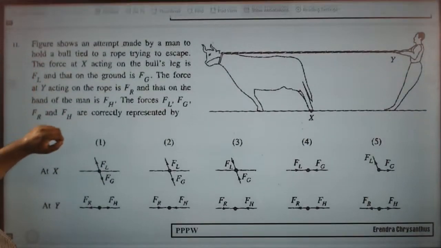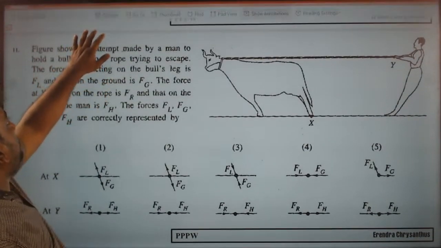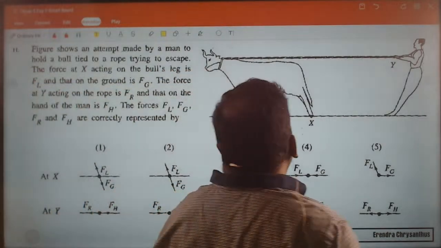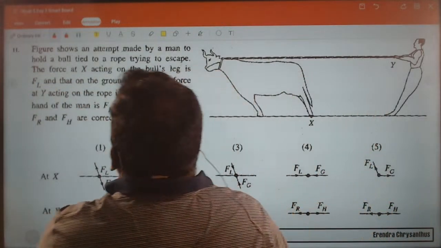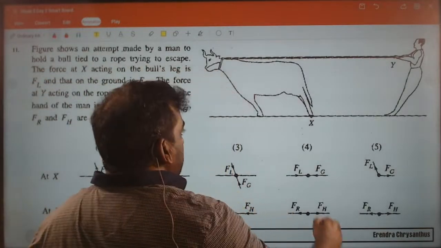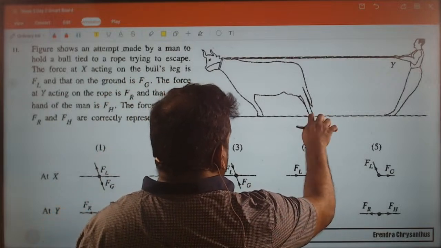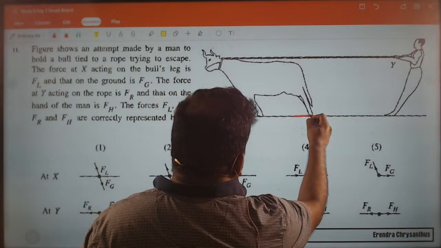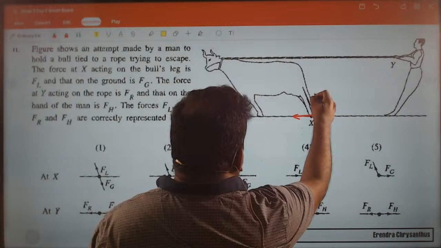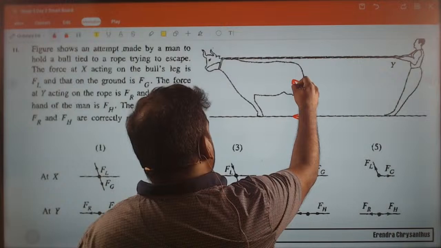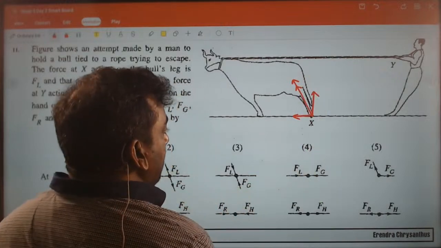Question number 11. Read. The figure shows an attempt made by a man to hold a bull tied to a rope. The force at X acting on the bull's leg is Fl. So on the bull, there will be two forces. The bull is pushing the floor backwards, the floor is pushing the bull forward, and here there is a normal reaction. That will give us a resultant force acting in that direction.